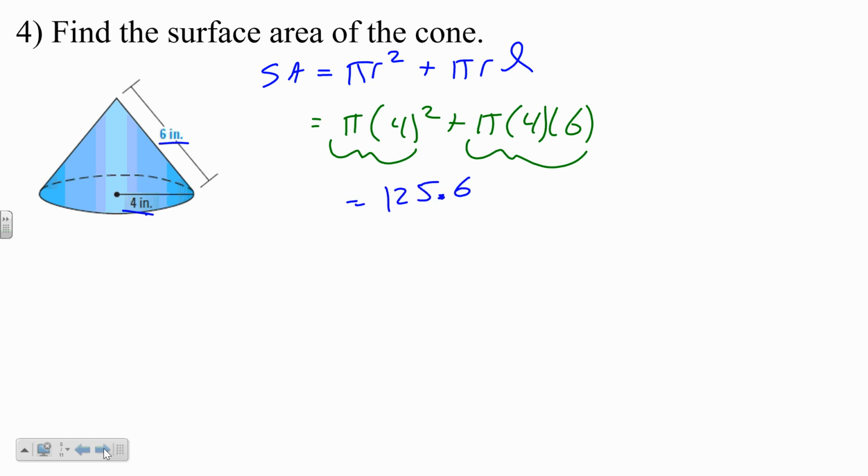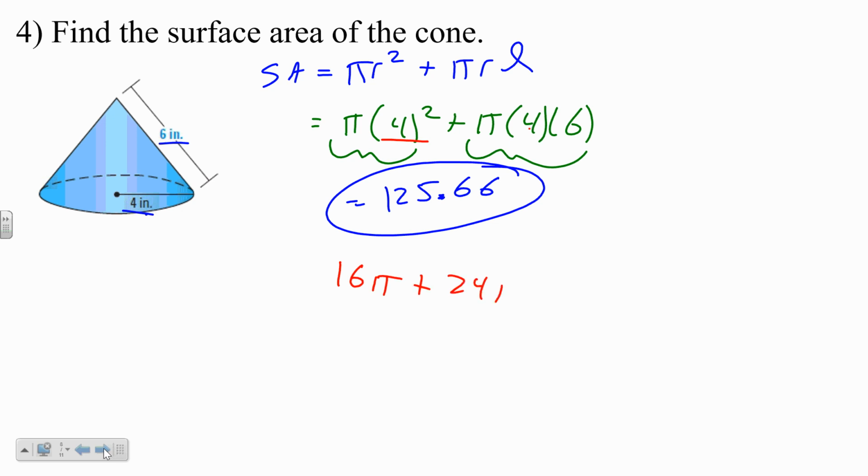125.66. Now you could also find your answer in terms of pi, which means when you're done, you have something like 13 pi. If you wanted to do that, we just have to do 4 squared is 16, so we have 16 pi, plus 4 times 6 is 24, so 24 pi. Since they're both in terms of pi, we can add those together, 16 plus 24. So your answer would be 40 pi.